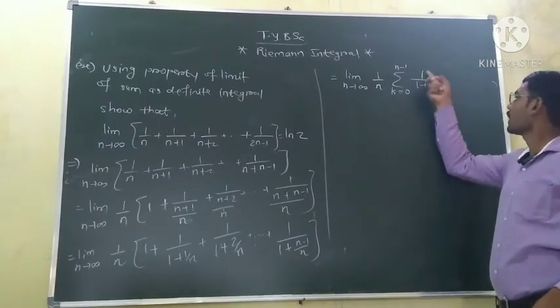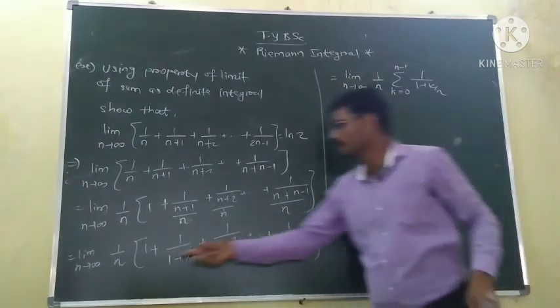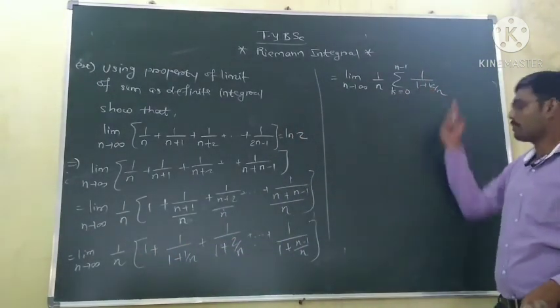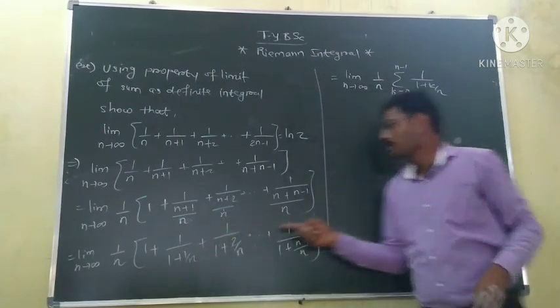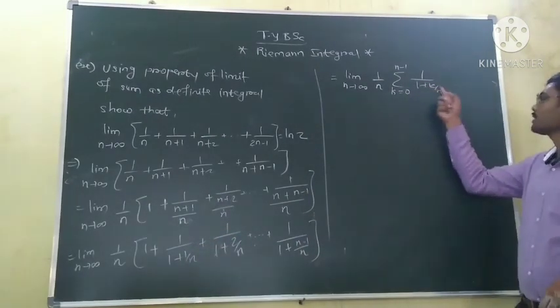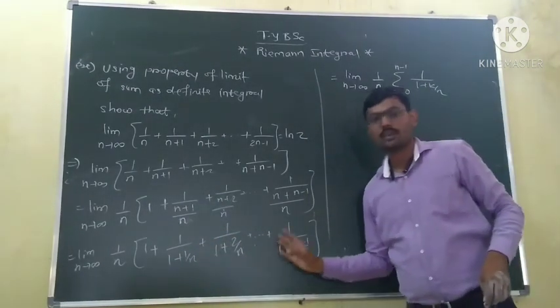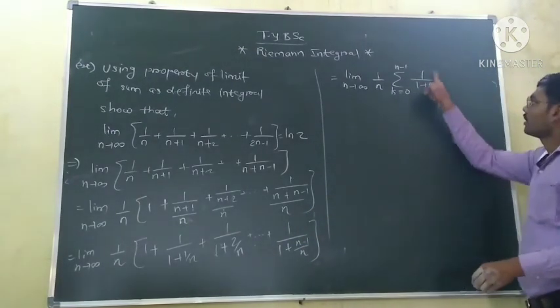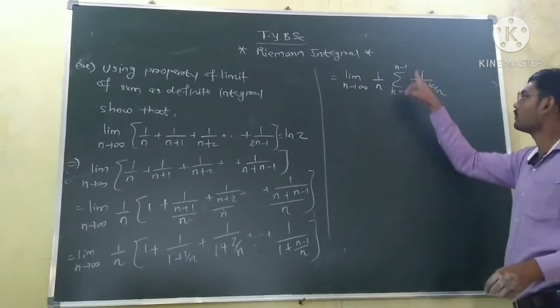See, if you put k is equal to 0, the 0 by n will be 0. So 1 upon 1 plus 0, that is 1 by 1, it is 1. Then put k is equal to 1, so 1 upon 1 plus 1 by n. Put k is equal to 2, 1 upon 1 plus 2 by n. So we get some standard summation formula. So this is our function.